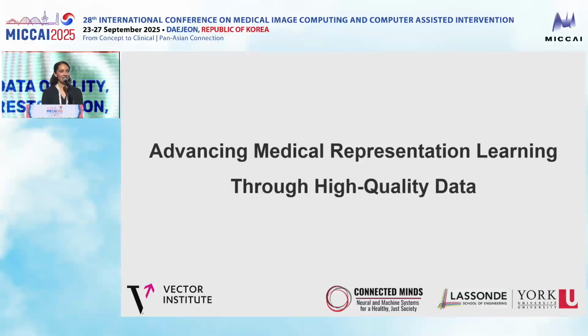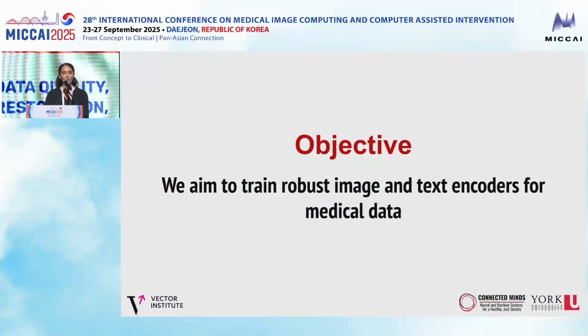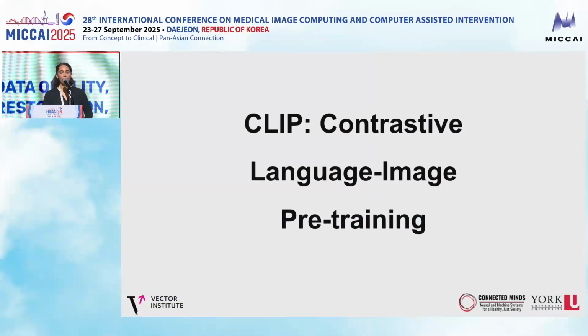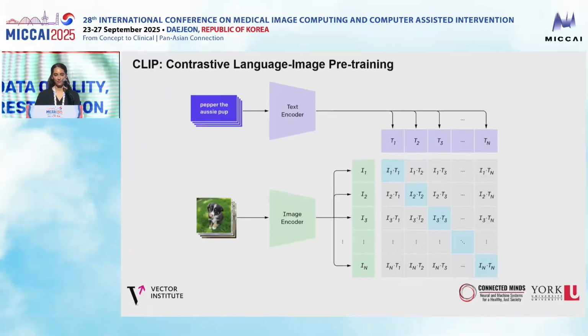Hi everyone, I'm Negin, and today I want to talk about our paper, Advancing Medical Representation Learning Through High Quality Data. Our objective is to train robust image and text encoders for medical data. One common way to do that is to use CLIP. CLIP uses an image and a text encoder and trains them simultaneously using image-caption pair datasets.